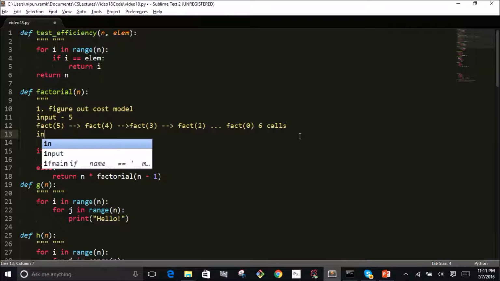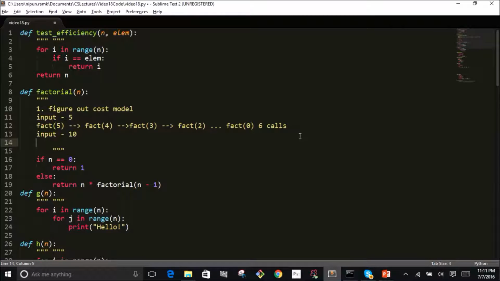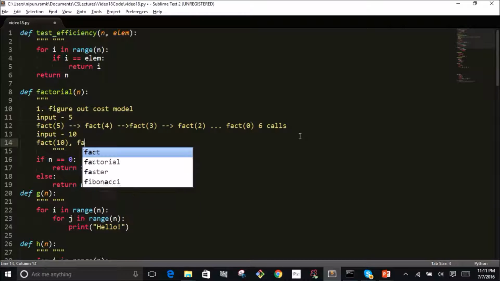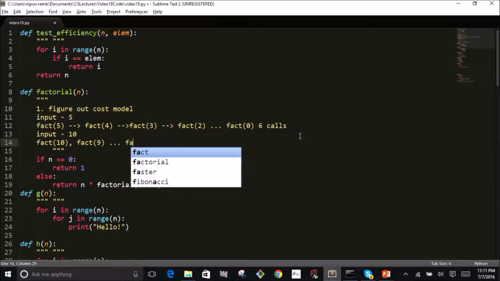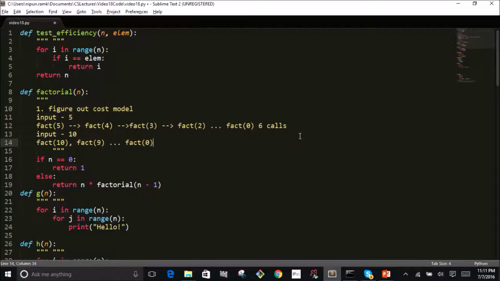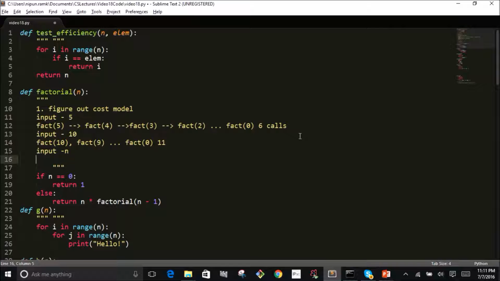Okay, so now just to get another example, what happens if we have an input of 10? We're going to have factorial of 10, then factorial of 9, and then we're going to go all the way down to factorial of 0. How many calls did we have? We had 11 calls. So notice that if my input is n, the number of calls is going to be n plus 1. So this is our function in terms of the cost model.